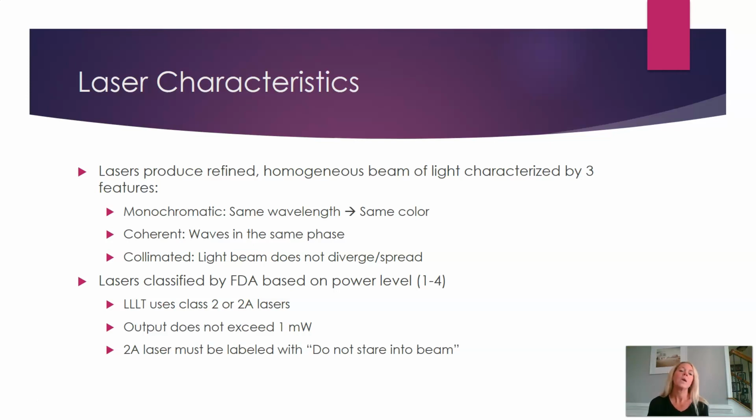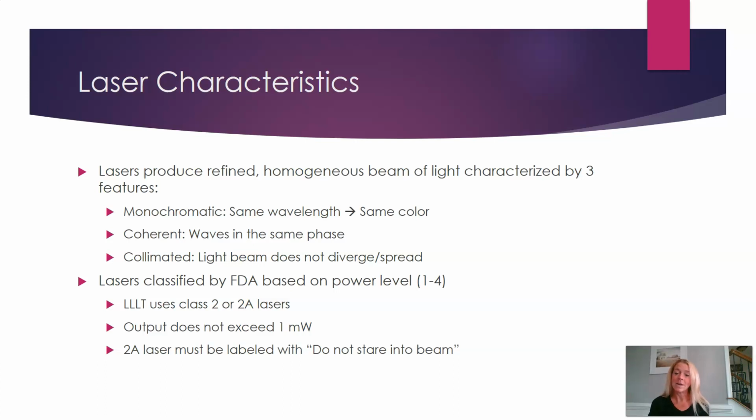So lasers are classified, again, based on a power level of 1 to 4, where 1 is really minimal, no damage. 4 is going to be those hot lasers that doctors use for tissue destruction or alteration. Low-level light therapy typically uses class 2 or class 2A lasers. The output is fairly low. It doesn't usually exceed 1 milliwatt. And 2A lasers and above have to be labeled with "do not stare into the beam."